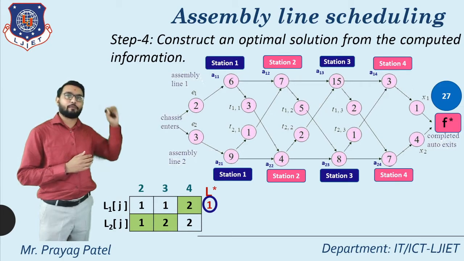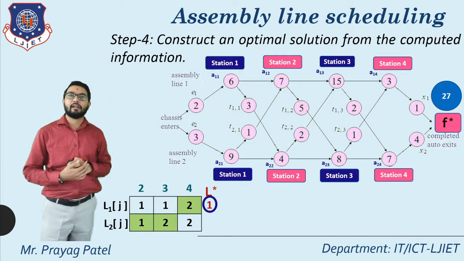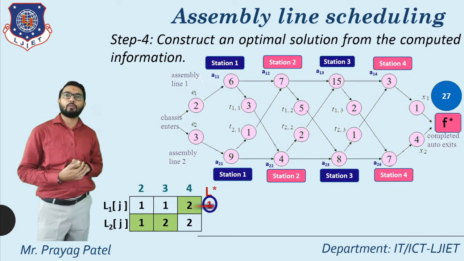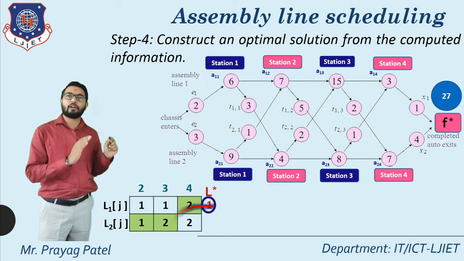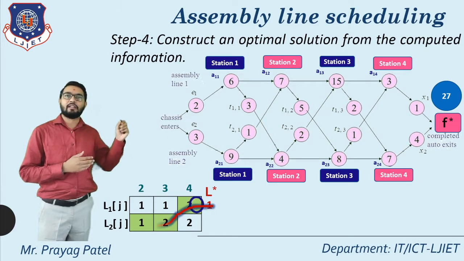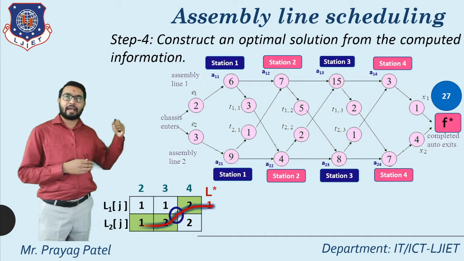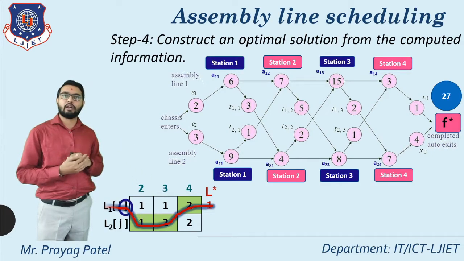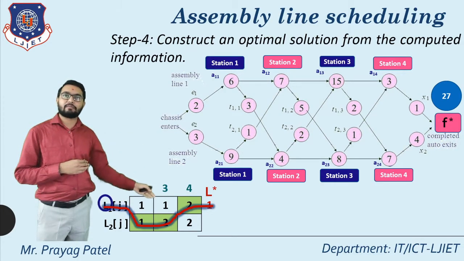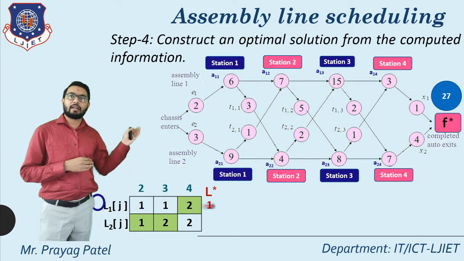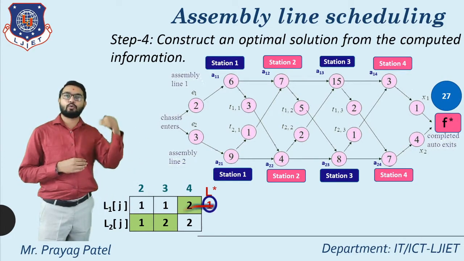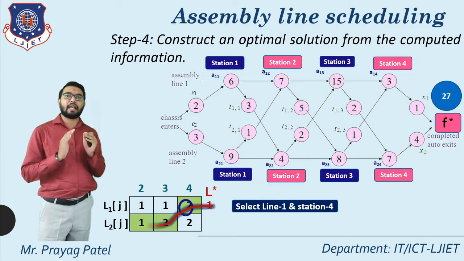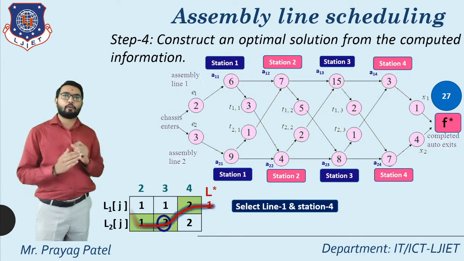After station number 4, we consider the value of F star. Now the last value is L star, and the value of L star equal to 1 means we start the backtracking from the value L star. So here consider the value 2, then line number 2 value equal to 2. Same line, then line number 2 value equal to 1. So the movement of the line in this table is from line number 1, then line number 2, then line number 2, then line number 1. So in this figure, first we select line number 1, station number 4.